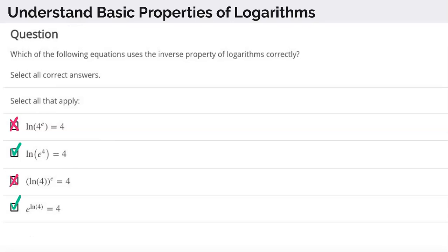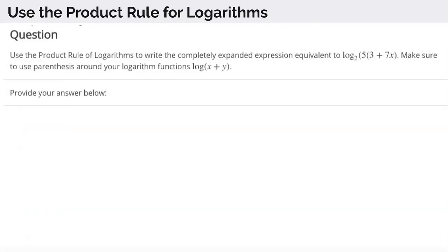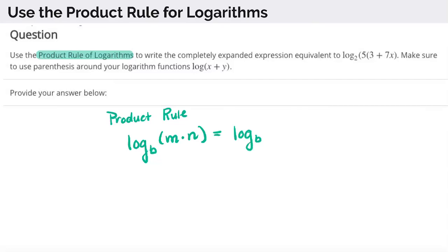Okay, so this first learning objective was just testing those inverse properties. Now we have a few other properties of logarithms that we could be tested on. This one is the product rule for logarithms. Remember that the product rule tells us that if we have a product inside of a logarithm, we can break that up and write it as a sum of two separate logarithms.